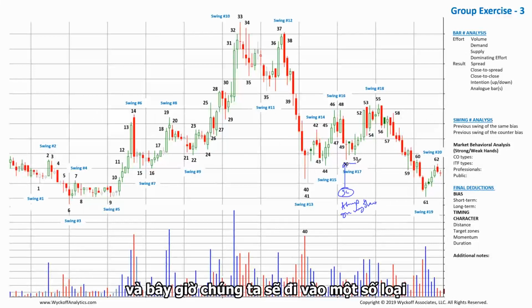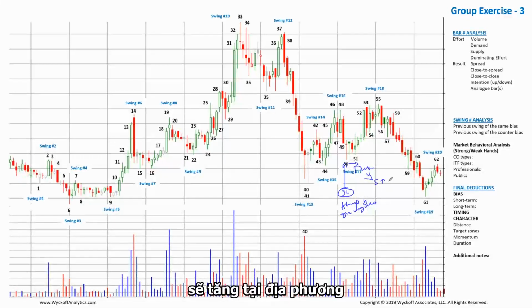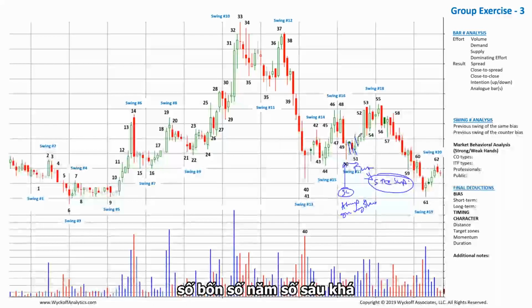And now we're going to go into some kind of testing. In the testing, supply is going to locally increase at the level of the support. And we see those testing attempts: number 1, number 2, number 3, number 4, number 5, number 6. Quite a lot of tests here.